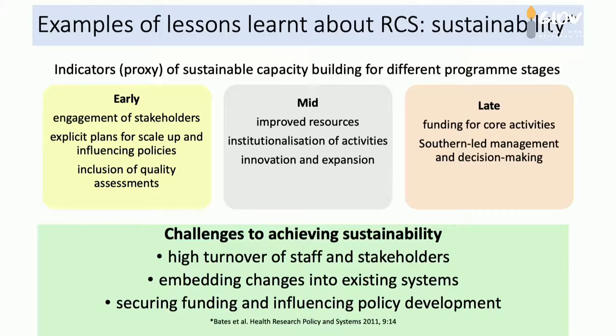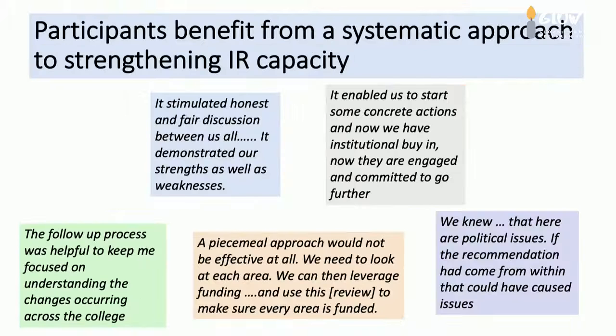So there are three things that almost everybody struggles with when they're trying to sustain any sort of change, and particularly change in research systems. There's often a very high turnover of staff and stakeholders, so you need to keep going back to them to make sure they're all engaged. Trying to embed changes within existing systems, because that's the only way they're going to sustain, is very hard and needs a lot of thought and effort. And obviously securing funding and influencing policy development are also very difficult and need to be thought about all the way through. Next slide. So this is my last slide.